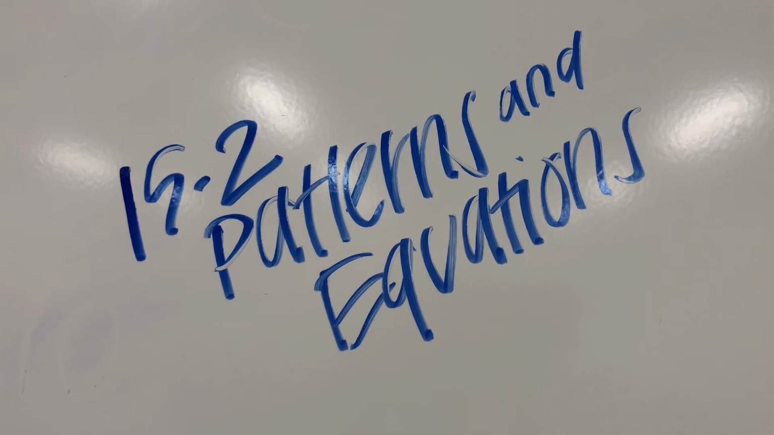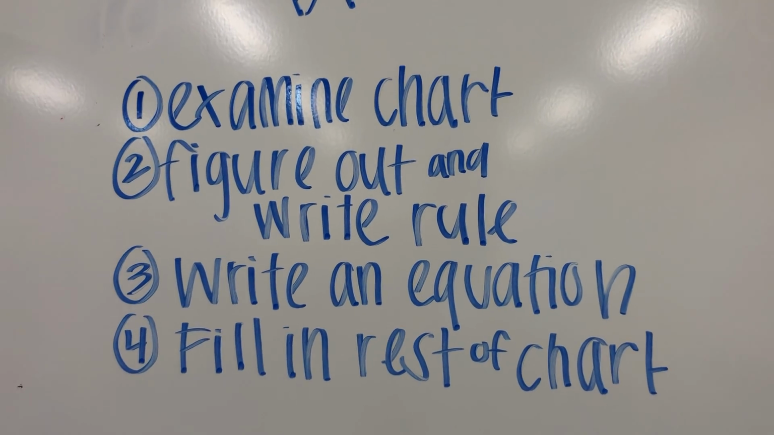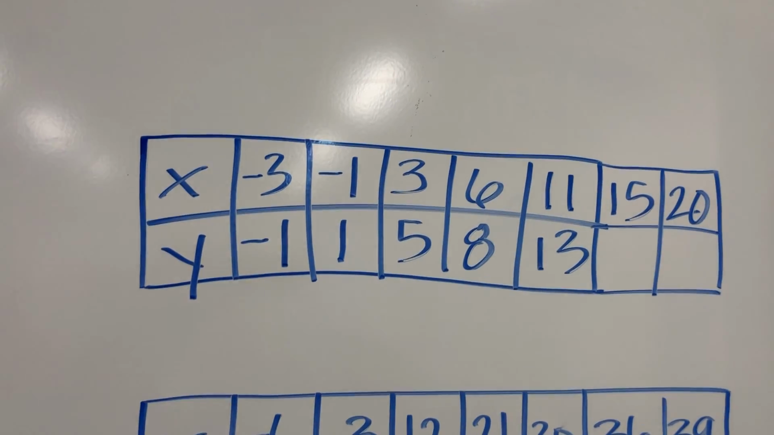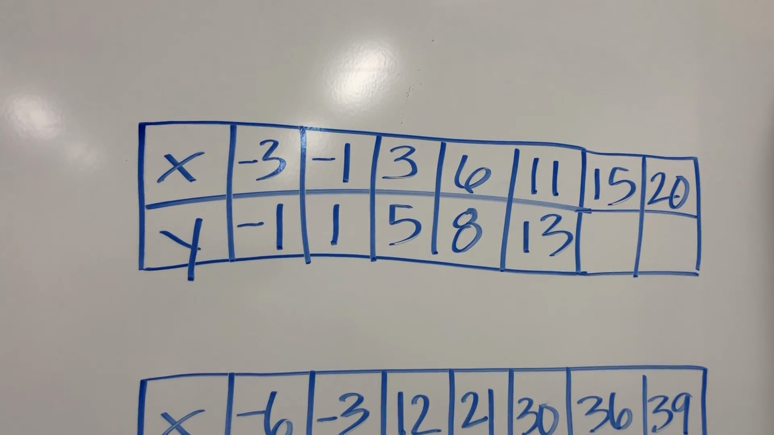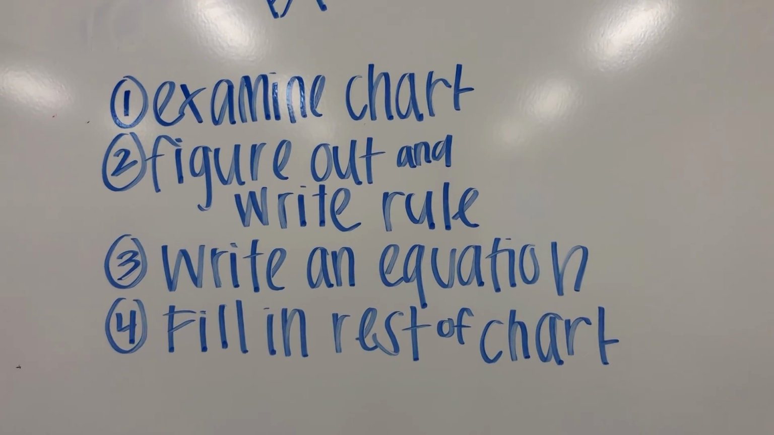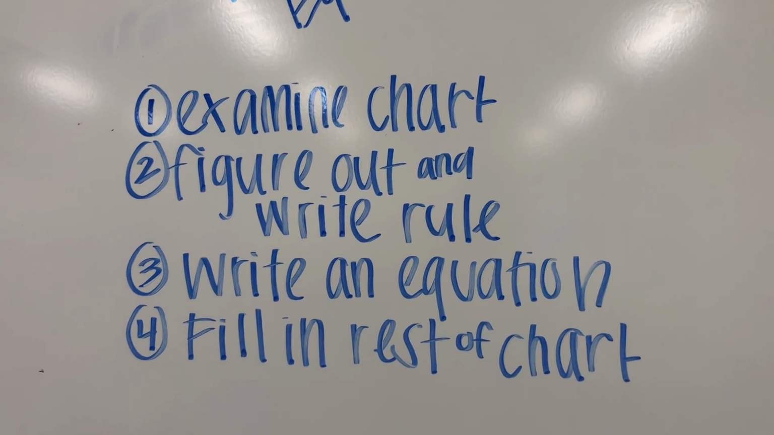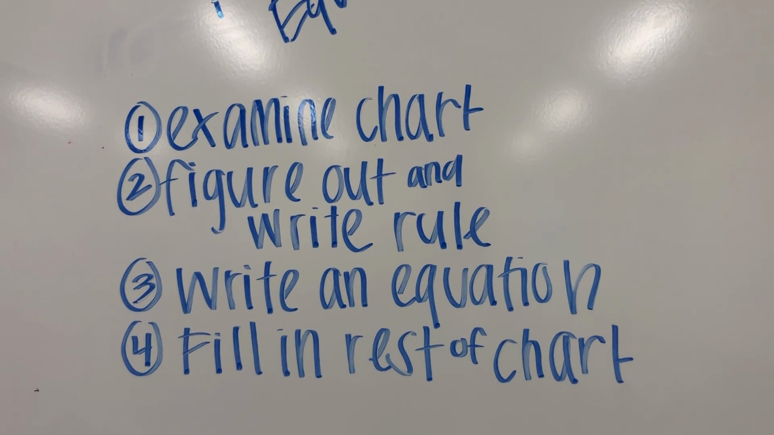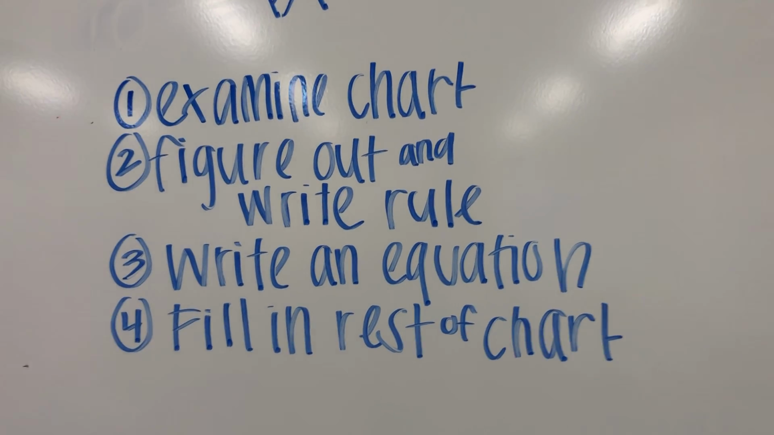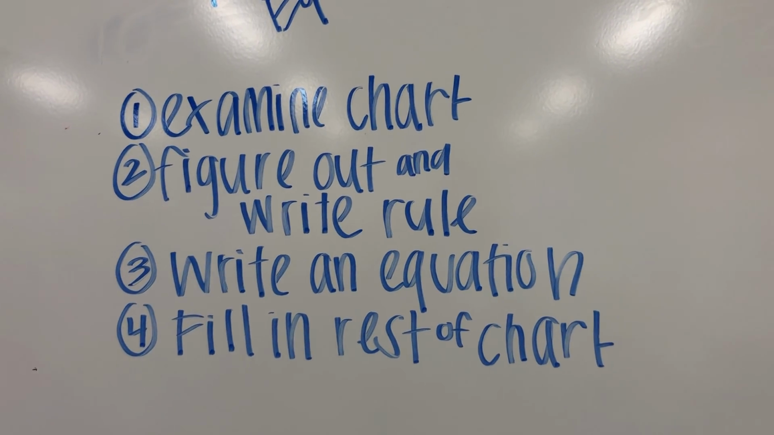Now with 15-2, we have a couple steps. Our first thing that we're going to be doing is examining a chart. All of our charts are going to be horizontal T charts or XY charts that are going to look like this. We have our X column going across and our Y column going across. Step 2, we are going to figure out what's happening and what the pattern is, and we're going to write, I forgot to write pattern, sorry guys, and then we're going to write out a rule. After that, we're going to write an equation and then fill in the rest of the chart. So as we're going through these ones, our method is going to be examine, write rule, write equation, fill in.